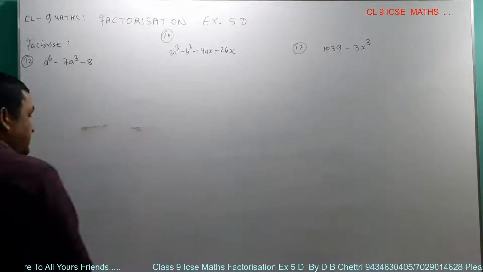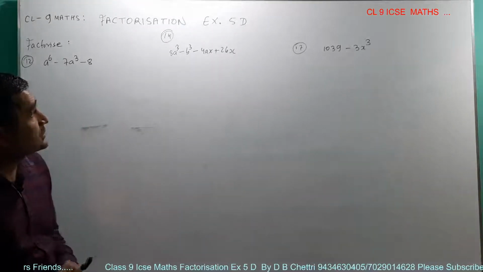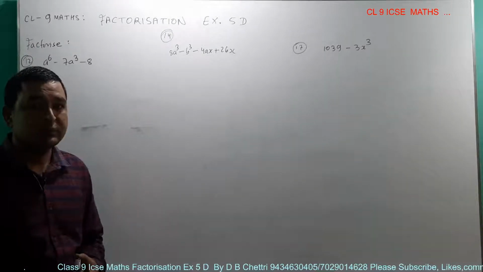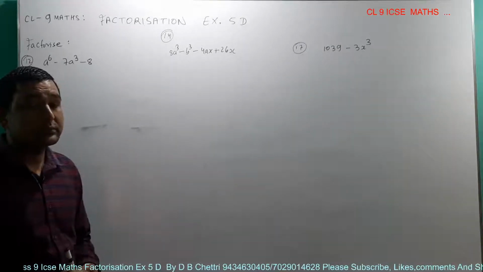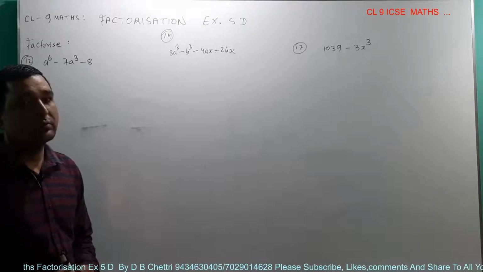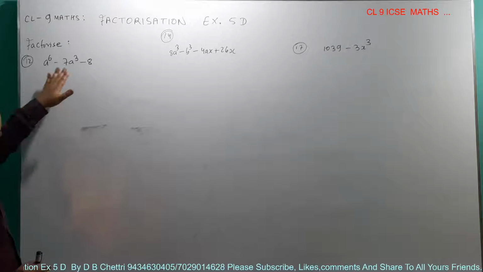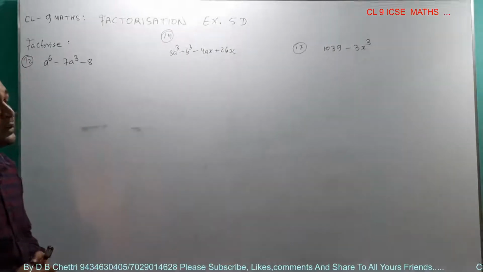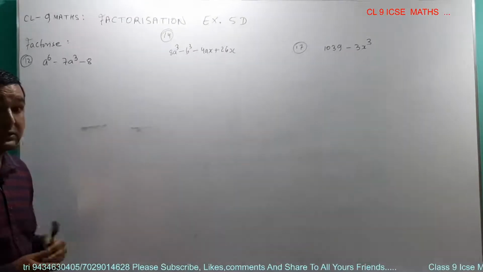The question asks to factorize according to this exercise. This is the application of the cubic formula, either a cube minus b cube or a cube plus b cube formula. But in this question number 12, there are three terms. Three terms means, according to the polynomial, it is a trinomial, and we learned trinomial factorization in the previous exercise.